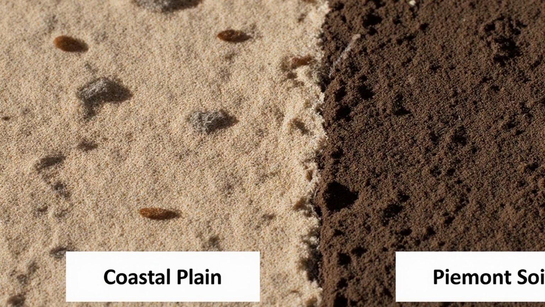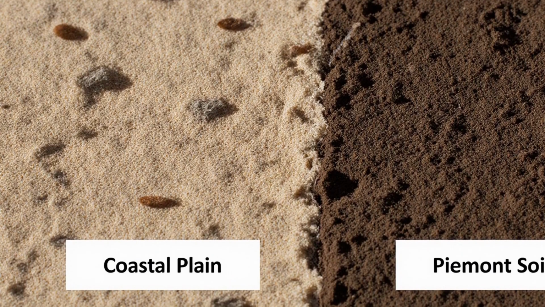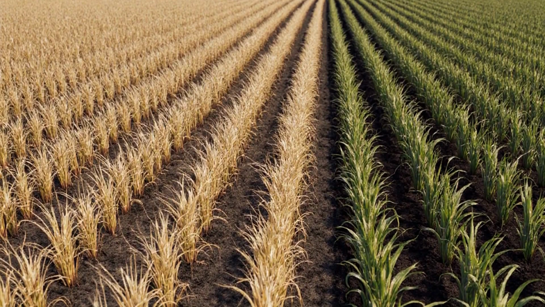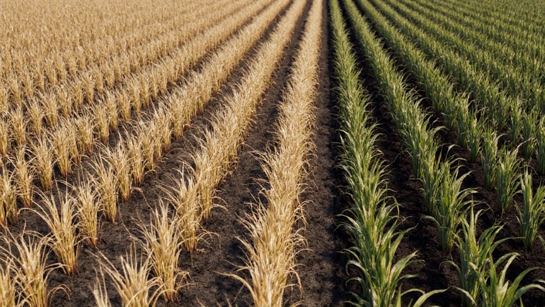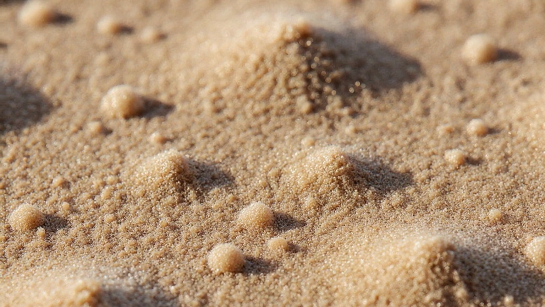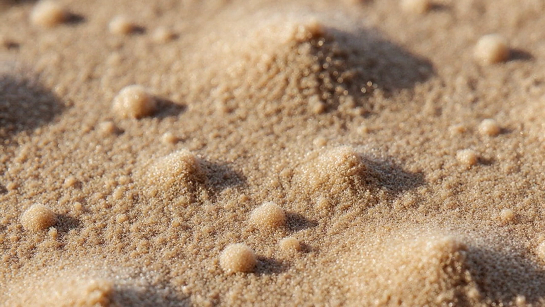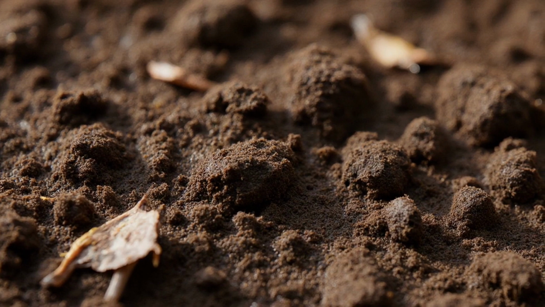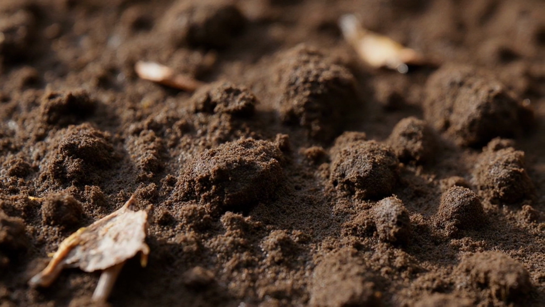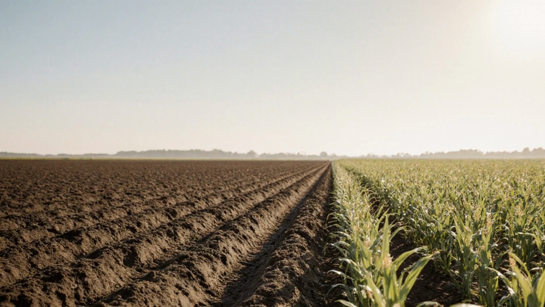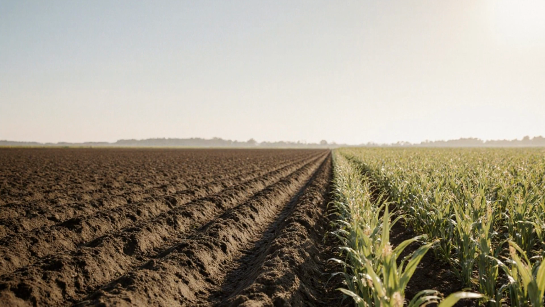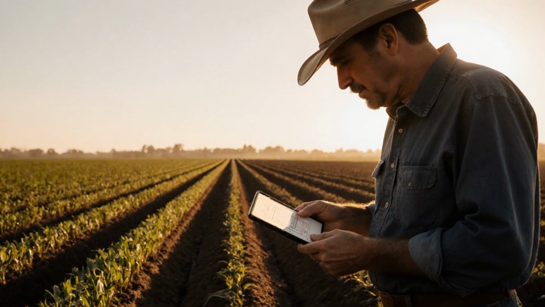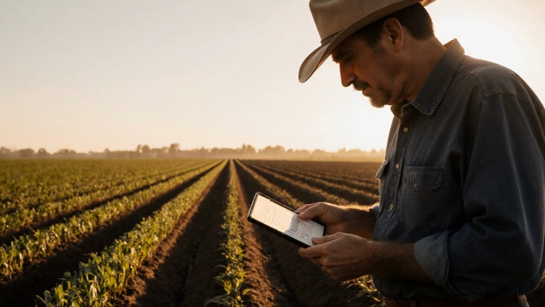Coastal plain soil and Piedmont soil exhibit differences in nutrient composition. This comparison highlights the varying suitability of each soil type for agriculture. Coastal plain soil is often characterized by sandy textures and lower nutrient retention. Piedmont soil typically contains more clay and organic matter, enhancing fertility. The visual comparison demonstrates the impact of soil composition on plant growth. Understanding these differences is crucial for effective land management and crop selection.